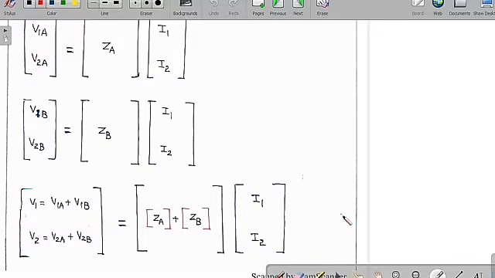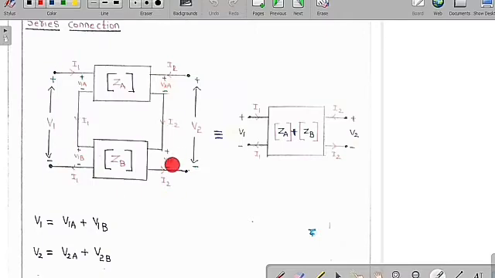So whenever two port networks are connected in series, we say that the overall Z matrix is equal to the summation of the individual Z parameter networks. Now the circuit is simplified into a simplified version of V1, V2, I1, I2. Here incoming is I1, outgoing is I1, incoming is I2, and outgoing is I2, where the overall Z parameter is the summation of the individual ones, which is ZA plus ZB. So this is the overall Z parameter of this equivalent network.